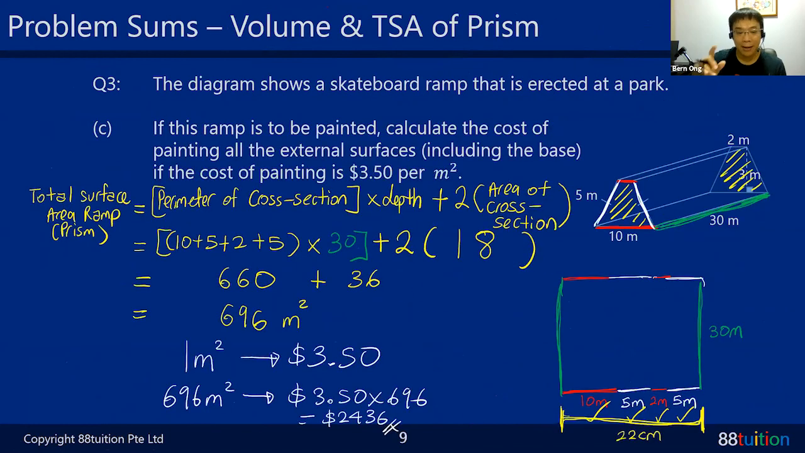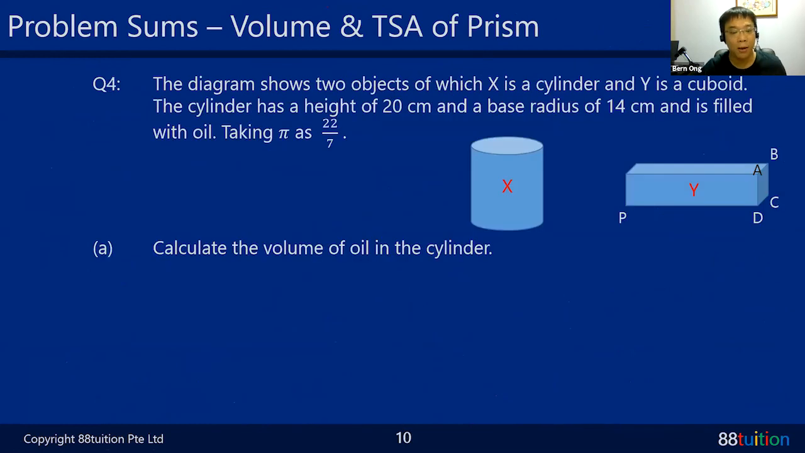All right, let's go on to question number 4. For this exercise of mensuration, we have 5 questions. So question 4, 2 more. Bear with me, you can do it. Come on. So the diagram shows 2 objects. X is a cylinder. Cylinder is a prism. And Y is a cuboid. Cuboid is a prism.